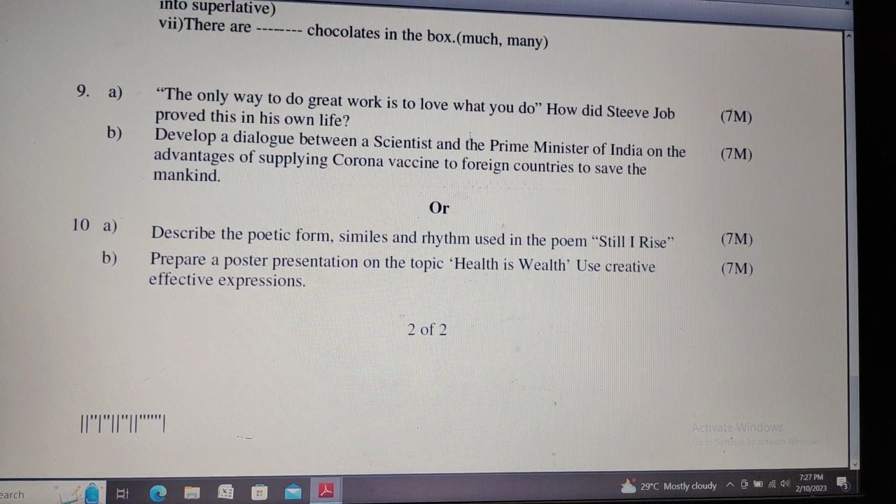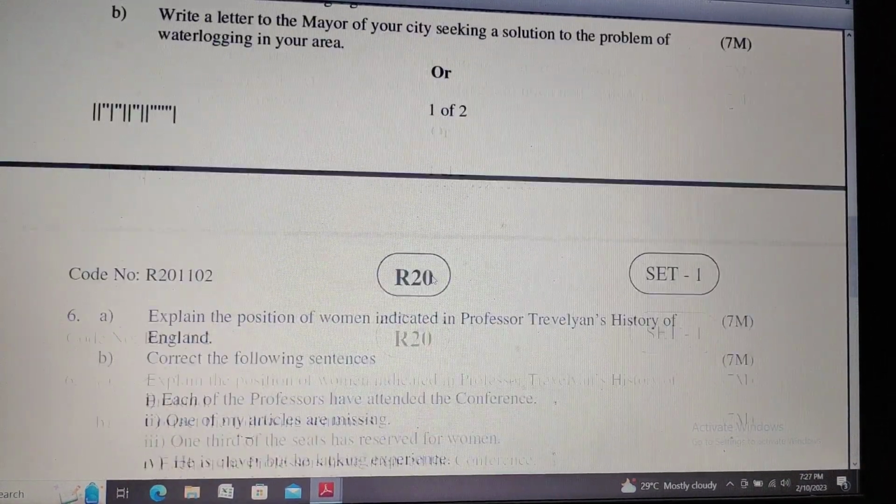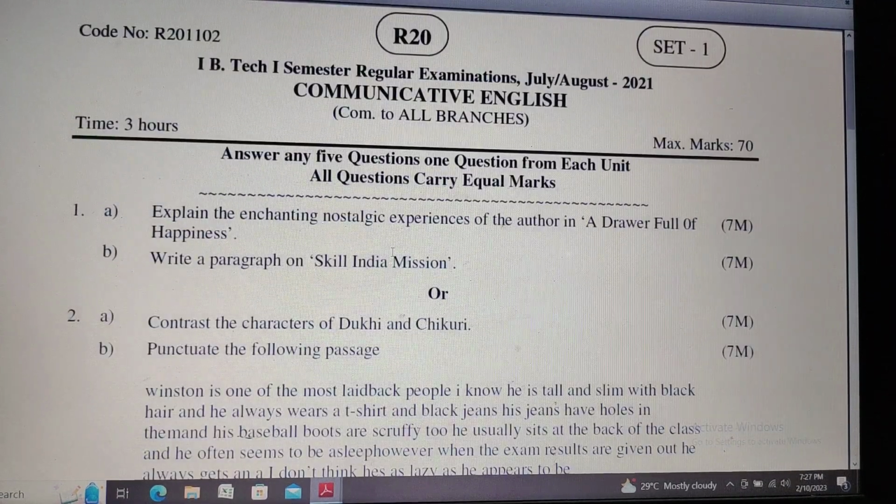And the last question talks about Still I Rise, which is a combination of poster presentation, and when you're presenting a poster, it's like you are drawing the pictures on a poster and you are trying to explain it through a poster. So Still I Rise, I mean, picking up general questions is an art. So again, if I go back to the first question, here it is a paragraph writing, question number B, which is an easy one. So taking this into account, you can prepare for Drawer Full of Happiness. So minimum here I think you can score 12 marks if you put all the details properly.